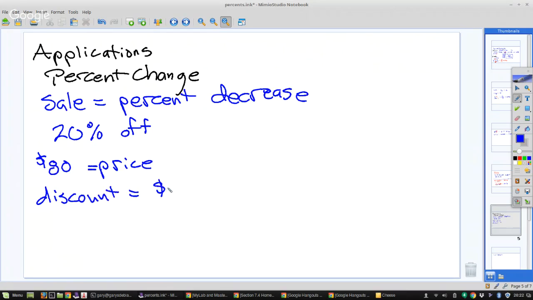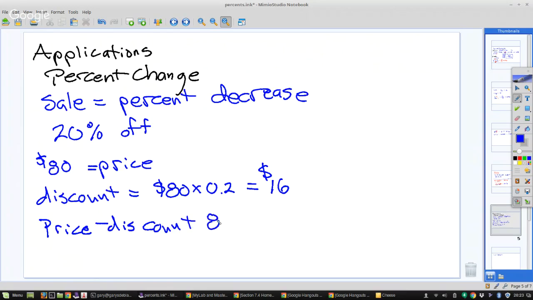So if I take my $80 and multiply by 20% as a decimal, 2 times 8 is 16, and then shifting the decimal point, multiplying by 10, get $16. Okay, so you can double check that on the calculator. Find the sale price, I would then have to take the price, subtract the discount. So then I would take my $80 and subtract $16, and then I should get $64. Is the amount that I'm going to pay.